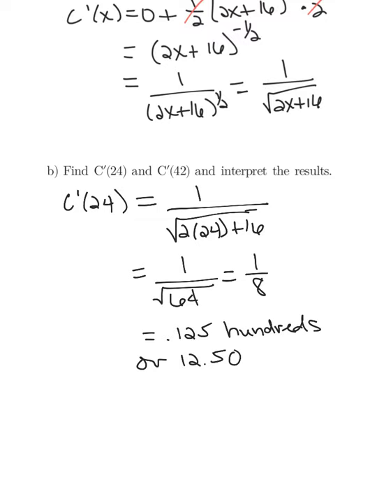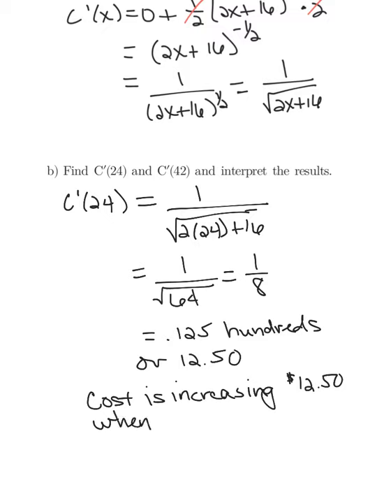So what does this mean? First of all, this is a cost function, so we are describing what's happening to cost. This is positive, so that means that the cost is increasing. How much? That number we just got, $12.50, when changing from, what number did we put in? 24 to the next, 25. What were we making? Calculators.